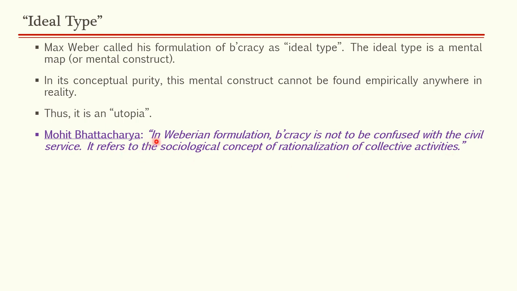Now Mohit Bhattacharya, who is again an Indian scholar, says in Weberian formulation, bureaucracy is not to be confused with the civil service. So very basically, civil services are a type of bureaucracy, but they are not the only embodiment of bureaucracy. Civil servants are not the only bureaucrats. There are many state apparatus and many state institutions which come within the boundaries of government, which can be defined as bureaucrats or bureaucracy. All of those institutions and persons which are related to administration anyhow or somehow are nothing but bureaucrats and bureaucracy. So we'll see this in future slides also.